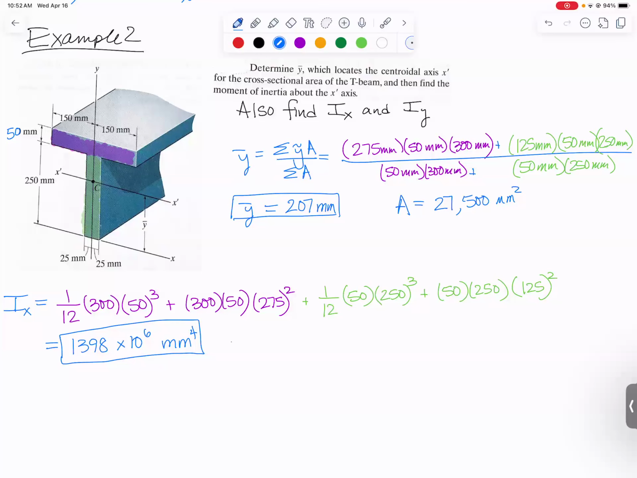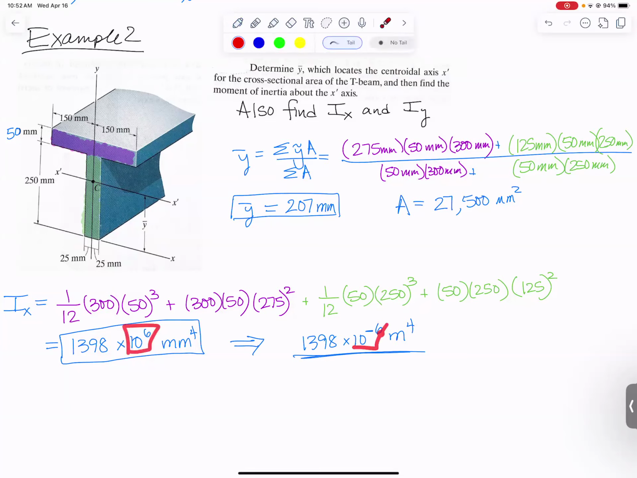So what this is going to be equal to is 1398 times 10 to the minus 6th meters to the 4th. And we tend to find it really convenient if we just always write it as 10 to the 6th and 10 to the minus 6th. Makes it quite easy to convert back and forth between millimeters to the 4th and meters to the 4th.